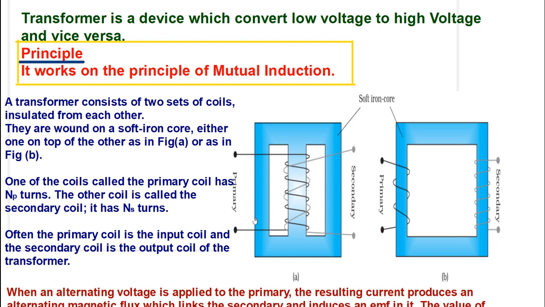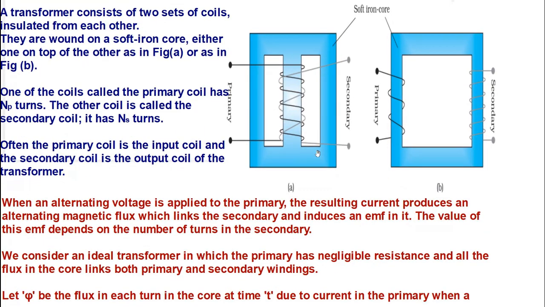Often the primary coil is the input coil and the secondary coil is the output coil of the transformer. Input is supplied to the primary and output is taken from the secondary. When an alternating voltage is applied to the primary, the resulting current produces an alternating magnetic flux linked with the secondary and induces an EMF in the secondary. The value of this EMF depends on the number of turns in the secondary.